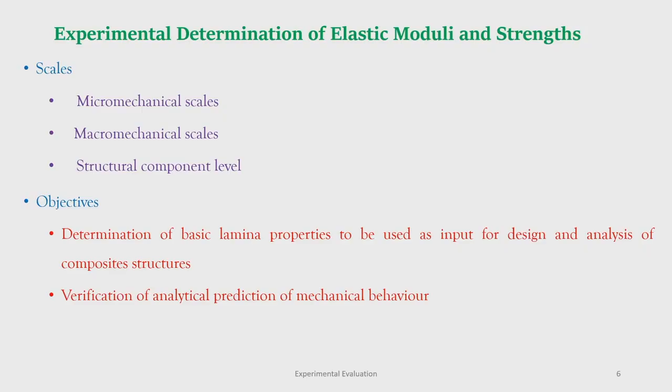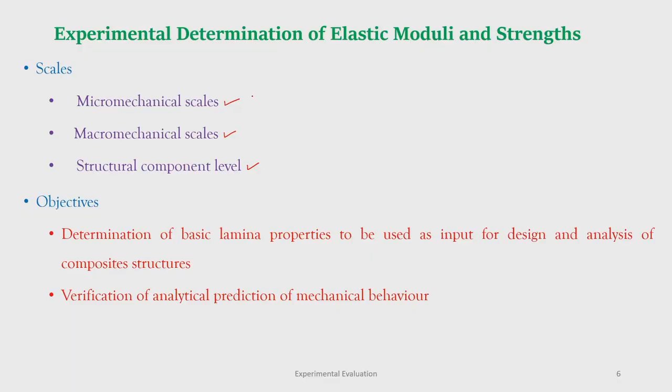Experimental determination of elastic moduli and strengths can be conducted at defined scales: micromechanical scales, macromechanical scales, or the structural component level. In micromechanical scales, experiments are performed to determine the constituent properties, say the Young's modulus of the fiber, the strength of an individual fiber, other constituent properties, and maybe the interface properties. In the macromechanical scale, we conduct tests on the lamina and find its elastic moduli and strengths. There is also the structural component level. We will discuss in brief the macromechanical scale experiments.